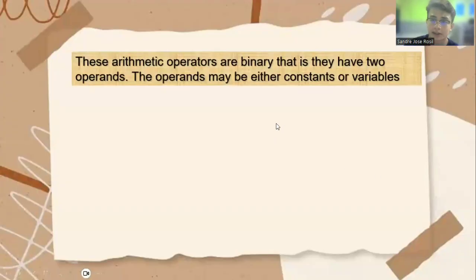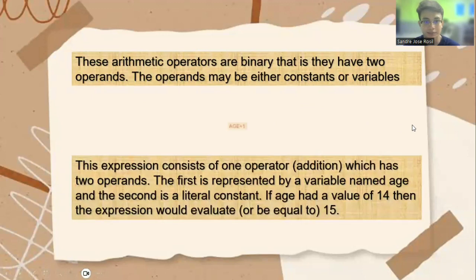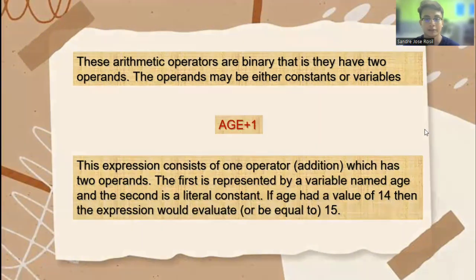These arithmetic operators are binary. That is, they have two operands. These operands may be either constants or variables. For example, age + 1. This expression consists of one operator, which is addition, with two operands. The first is represented by a variable named age, and the second is a literal constant. If age had a value of 14, then the expression would evaluate to 15.